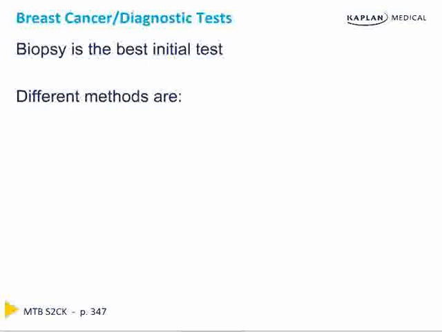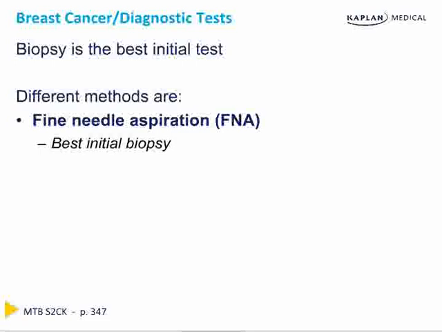There are many ways to obtain cells for biopsy. From least to most invasive, the three ways we can obtain a biopsy include fine needle aspiration, or FNA, core needle biopsy, and open or surgical biopsy. Now, FNA is the best initial biopsy because it's the least invasive. This test has a really small false positive rate, only about 2%, but since it only samples a small amount of tumor cells, the false negative rate is as high as 10%.